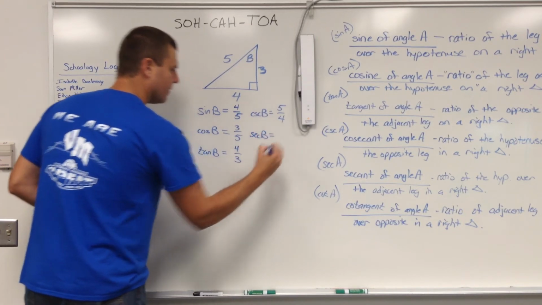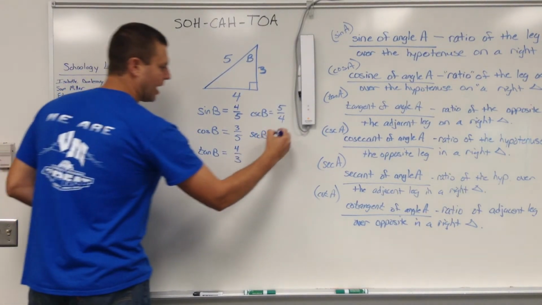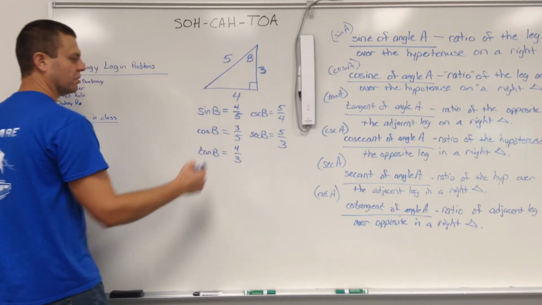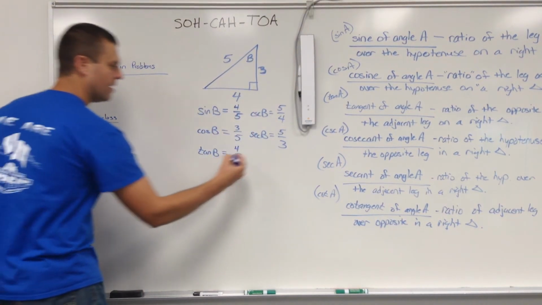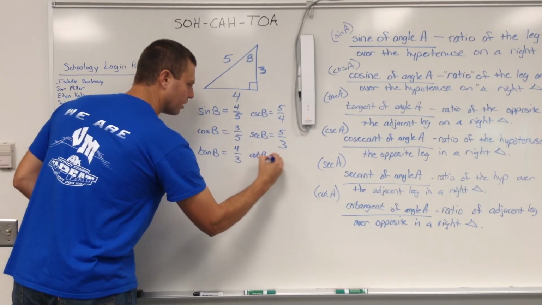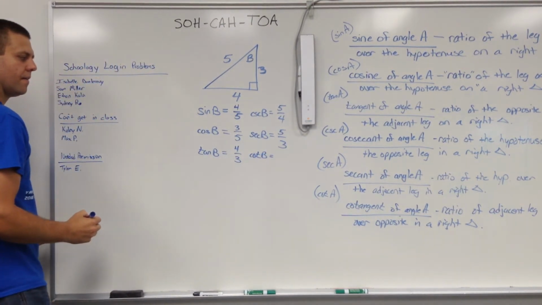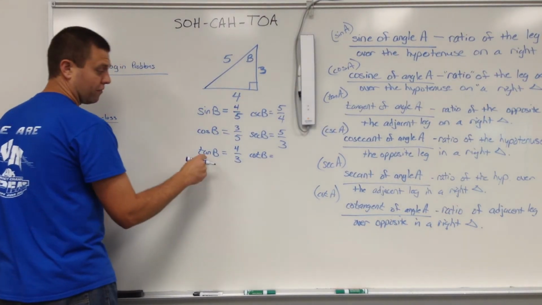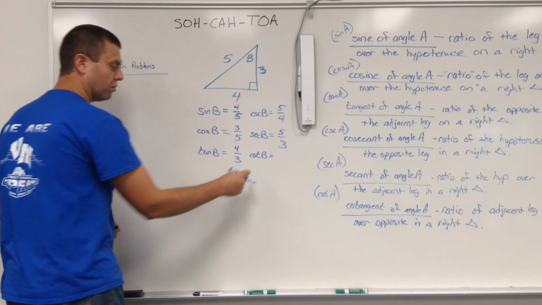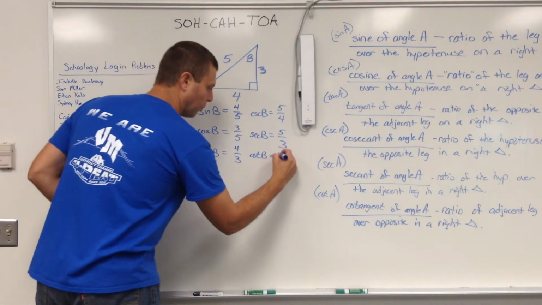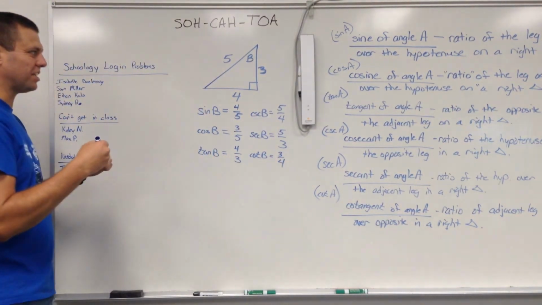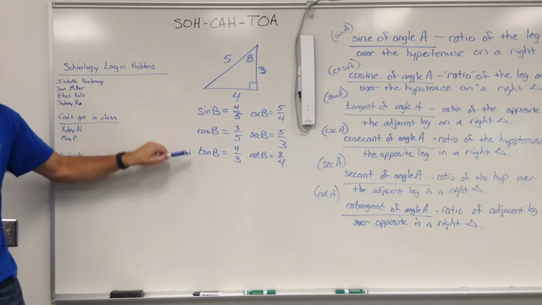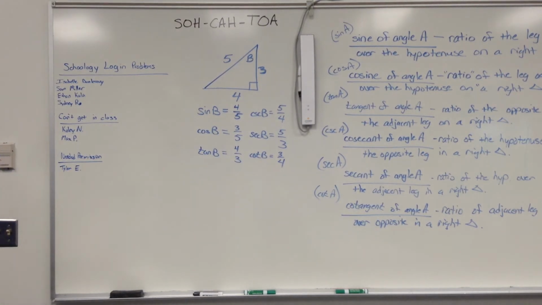Secant of angle B, anybody? 5 over 3, because it's hypotenuse over adjacent. It is the reciprocal of cosine. And then cotangent of angle B, 3 over 4. If the tangent is 4 over 3, the cotangent is 3 over 4. It is the adjacent over the opposite. It's the reciprocal of tangent. Okay?